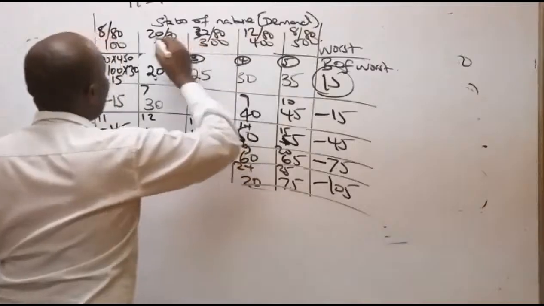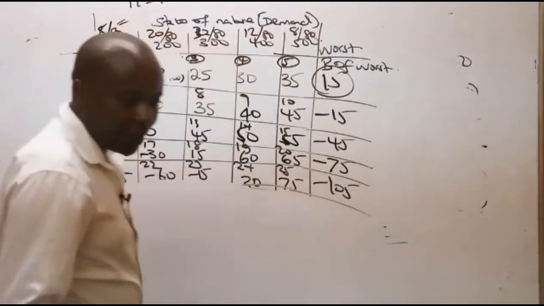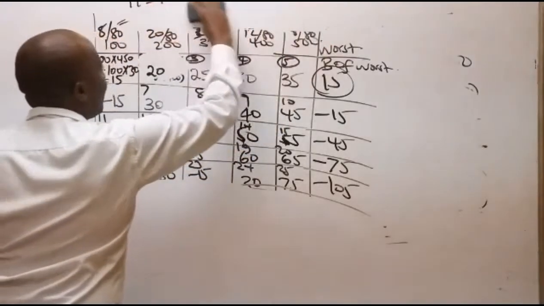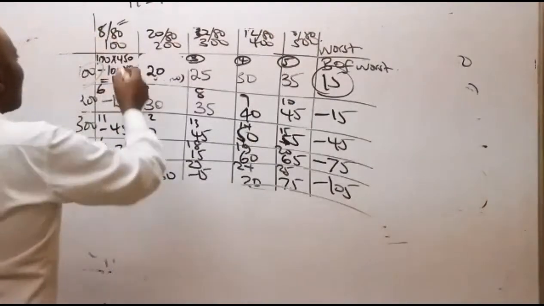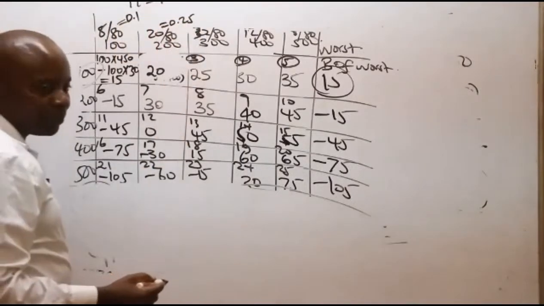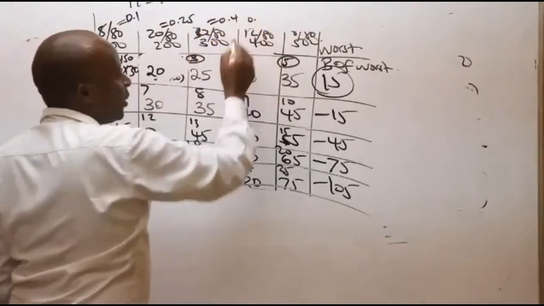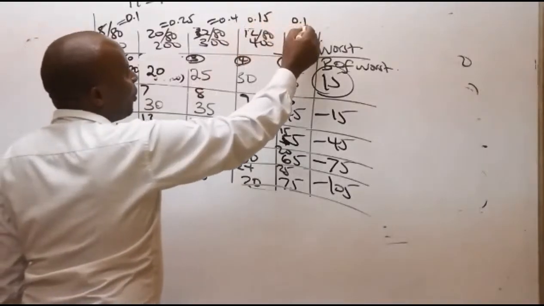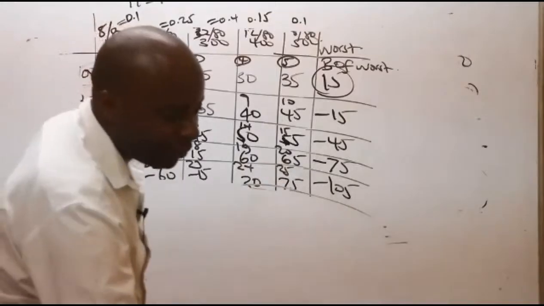So please give us the figures. 8 over 80 gives us 0.1. This gives us 0.25. 0.4. 0.15. Then lastly, 0.1. So now out of this, I should be able to get expected monetary value.